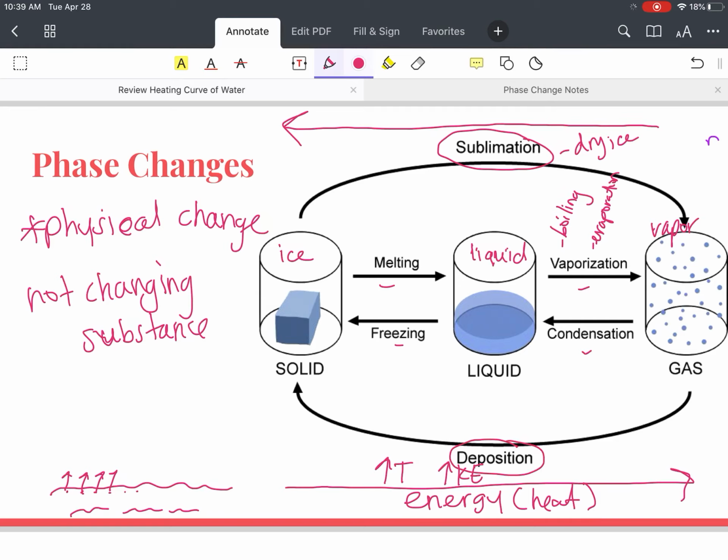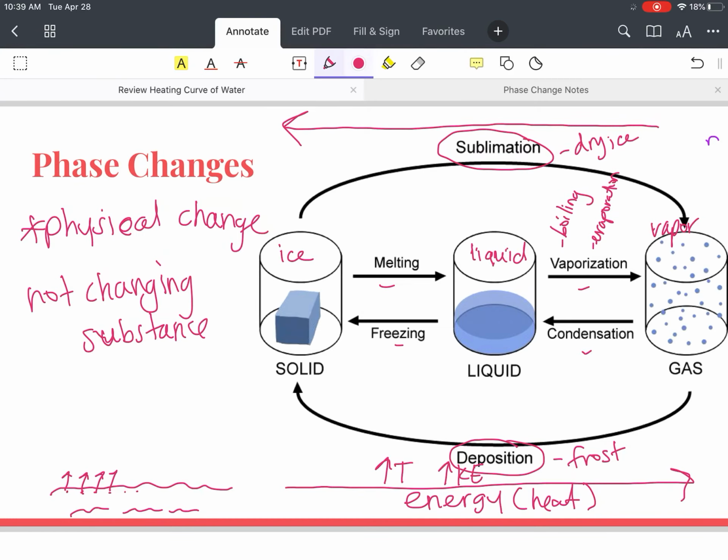Deposition is where we're going backwards from sublimation. We're starting with a gas and going to a solid. One example is frost on your car window. If you park outside and it's really cold overnight, you go out in the morning and there's all this ice on your window, and it's hard to get off. It's definitely a solid, not a liquid.